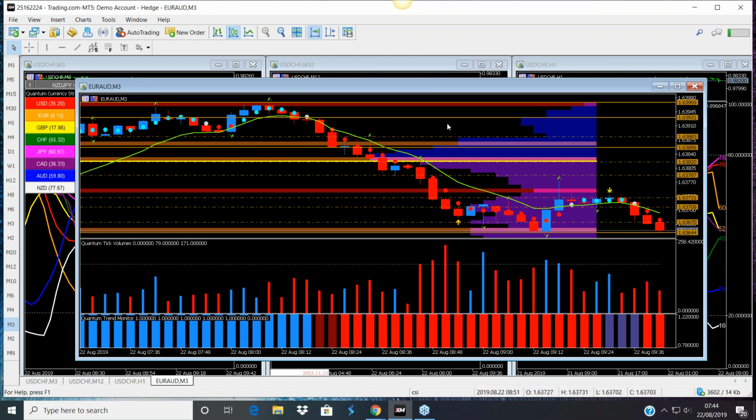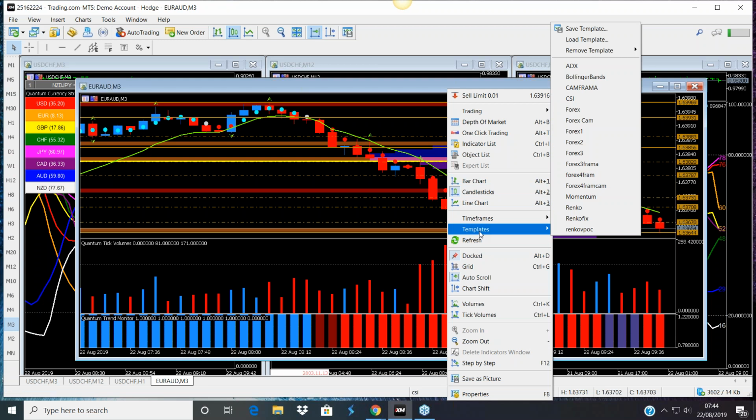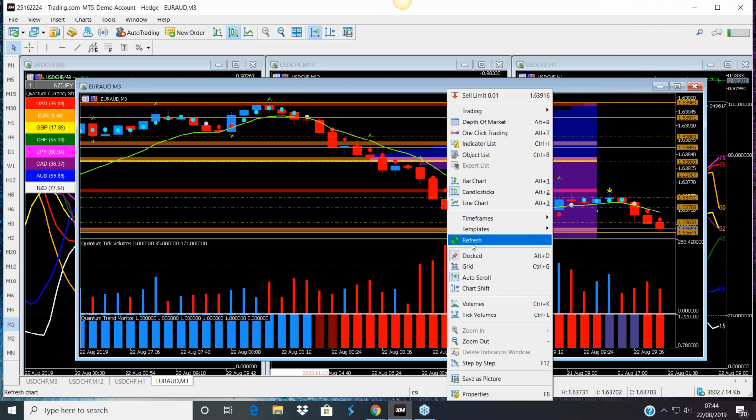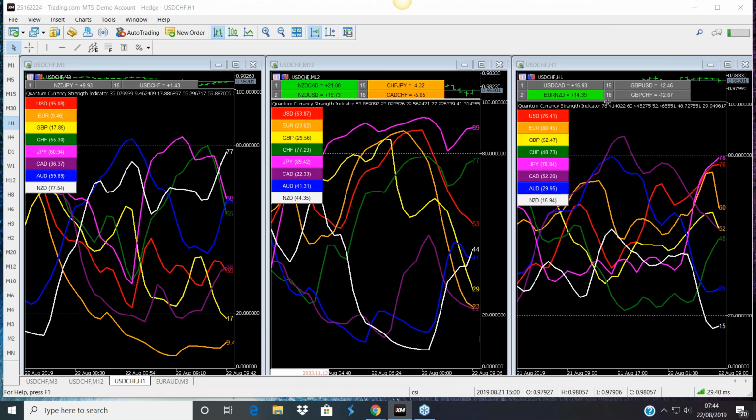Right, I'm just going to take this chart away for a second and come back to it, because let me just dock it. With MT5, they have a facility called docking. You click it and move it over onto another screen, and then you can just bring it back.